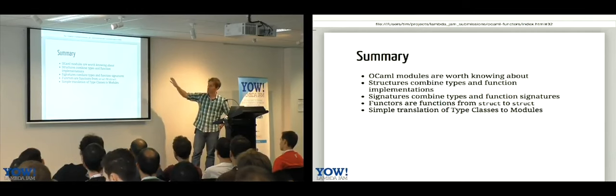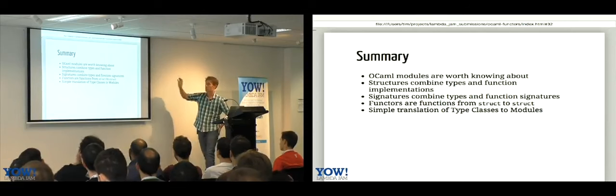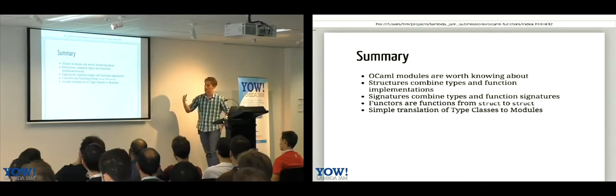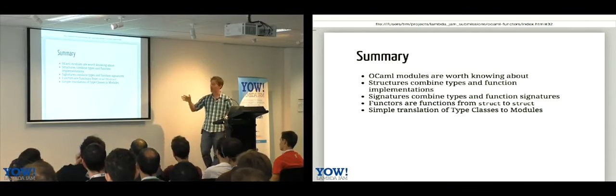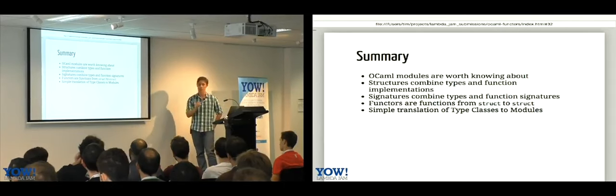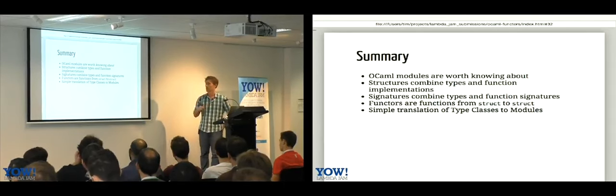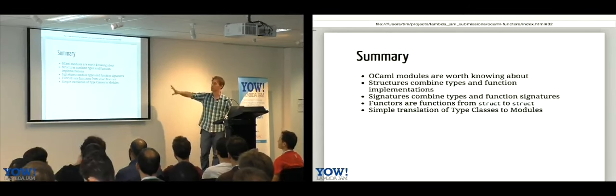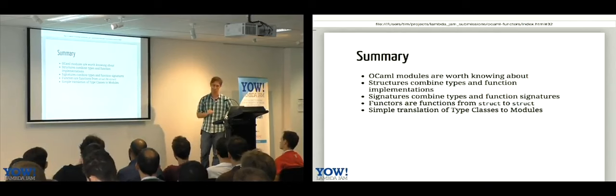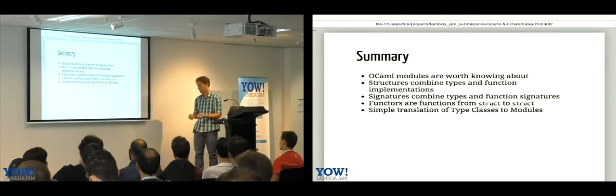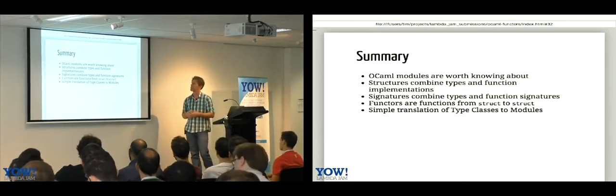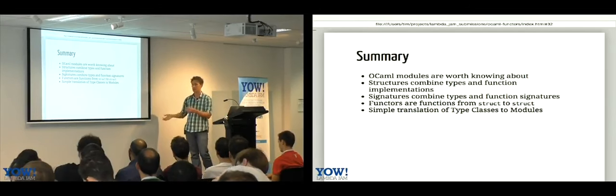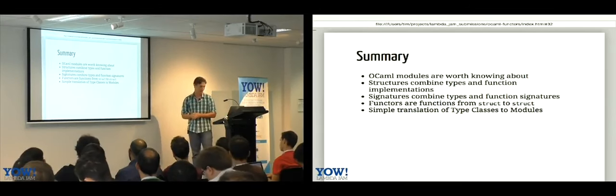So in summary, structures combine types and functions with implementations. Signatures combine types and functions without implementations. And functors in OCaml are just functions from structs to structs. They're parameterized structs. And there's a really simple translation you can do from type classes to modules. So you can read a paper in Haskell and see all the Haskell code, and if you want to, you can go through and translate that directly to OCaml, which I tend to do quite a lot.